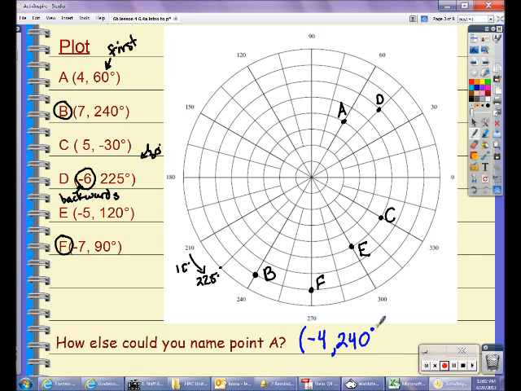Now, where did we get 240 degrees algebraically? Well, 60 plus 180 gives you 240. The negative can be 180 degrees away from the positive r representation. Now, the other way that you can change these is you can find coterminal angles. Remember those from last semester?